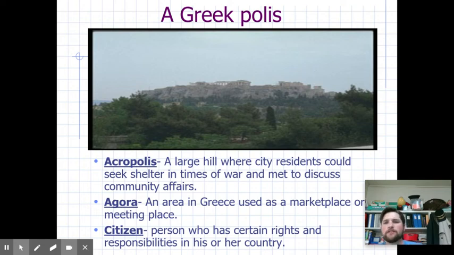And then our next term is a citizen. Hopefully we're familiar with that term, just like we talked about with ancient Egypt. A citizen is someone who has certain rights, authority, and responsibility compared to a slave who has zero power, zero responsibility and authority.